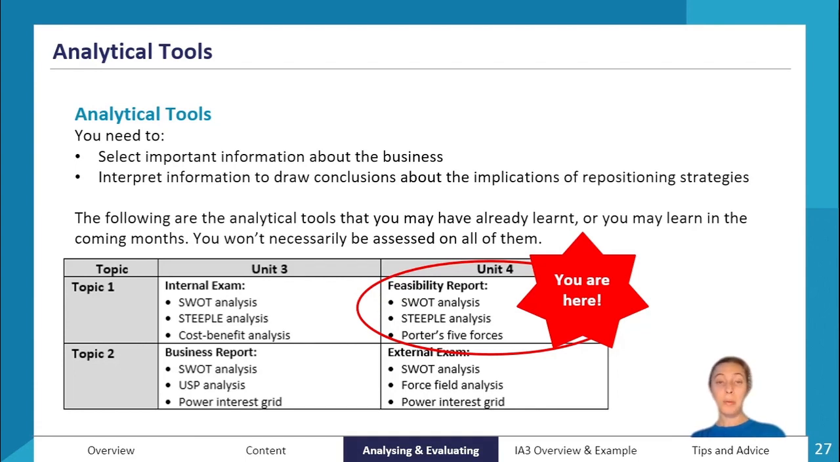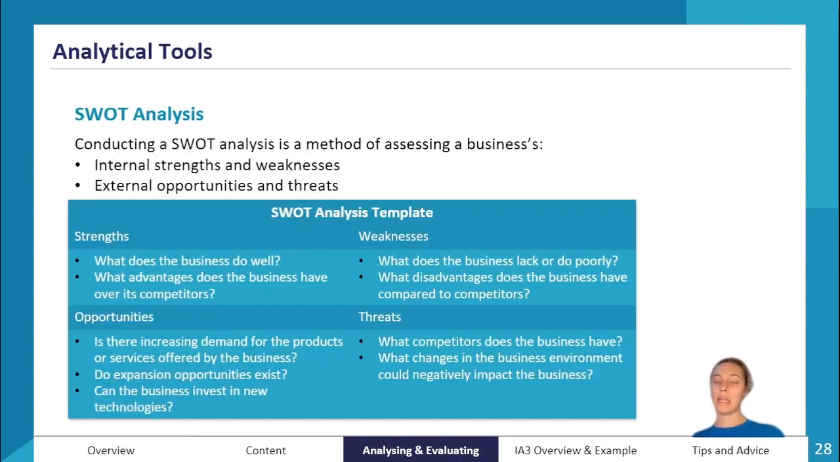And then STEEPLE analysis, that's something that I mentioned earlier, a strategy to remember your macro environmental factors using that STEEPLE acronym. Socio-economic, technological, environmental, economic, political, legal, and ethical. And then Porter's 5 forces. This will be something that's new in this unit because it hasn't popped up before. So let's have a look at some of these in greater depth.